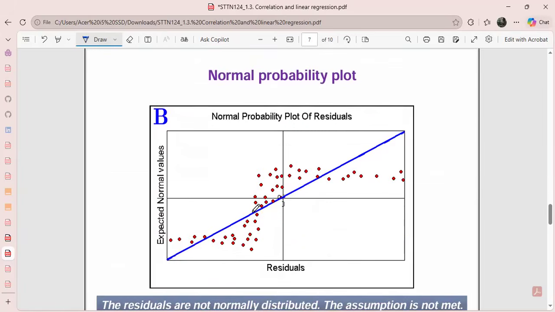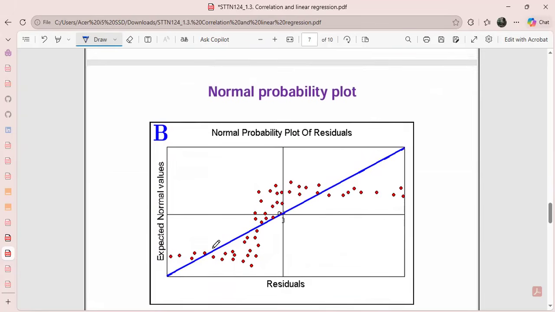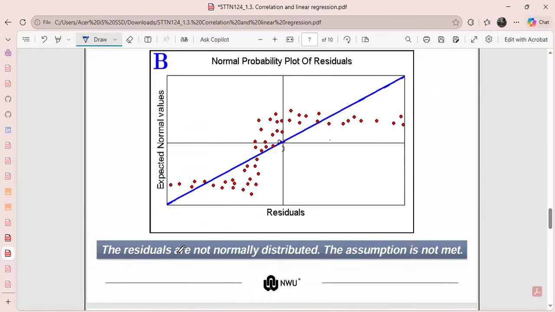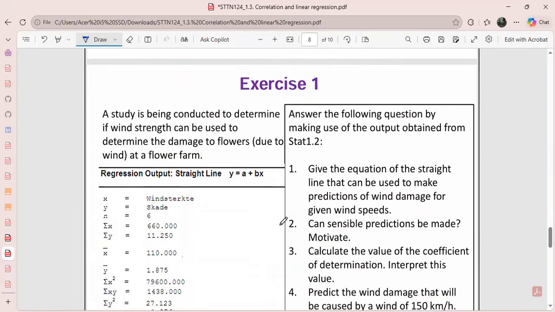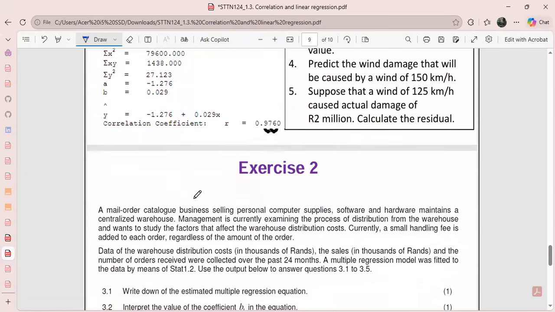Then if the dots are not like that, when you try to draw the straight line, you'll just be given the graph, and they're going to ask you questions based on it, maybe to check whether the residuals are normally distributed or not. If the dots are like this, then they are not normally distributed, because the assumption is not met. It's just an exercise where they give you a graph.